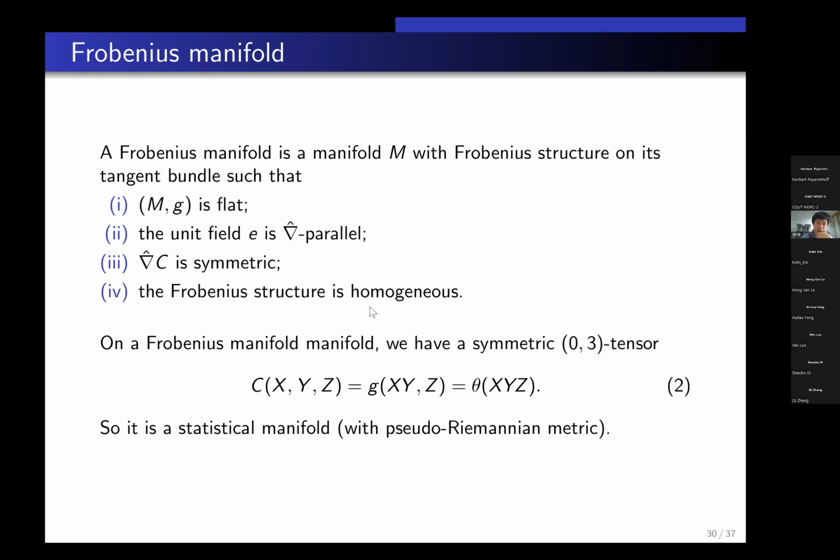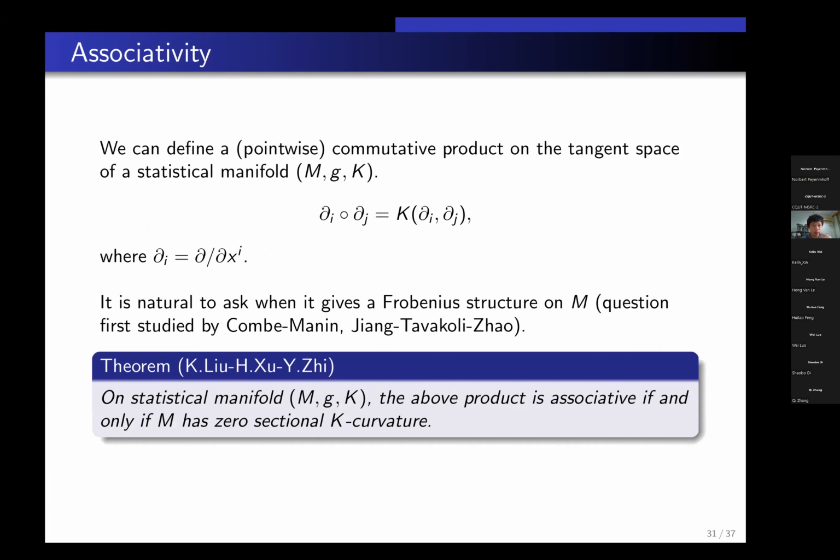So it's a commutative and associative product on the tangent bundle. Yeah, I do not require 1, 2, 3, 4. So this associativity is very important. We always have this commutativity, right? If I start with a statistical manifold, I can always define a product by using this K, this totally symmetric 1,2 tensor. The commutativity is very simple, but the question is when this product is associative.